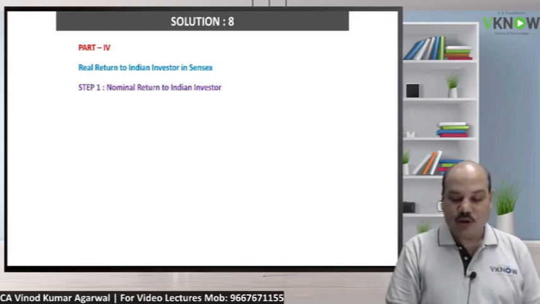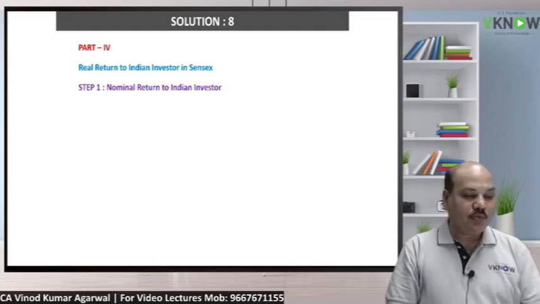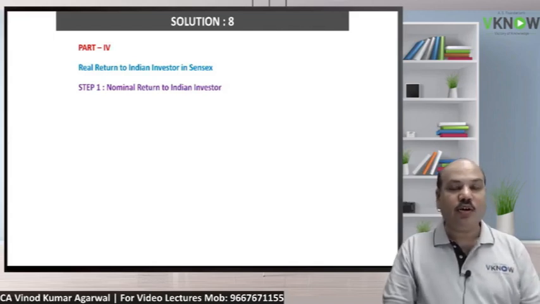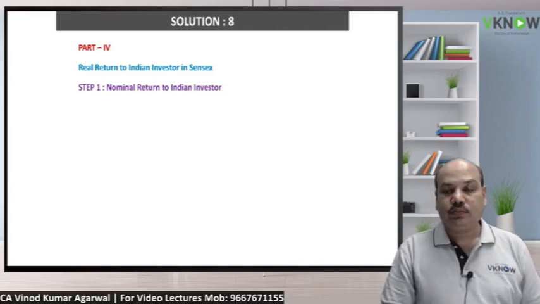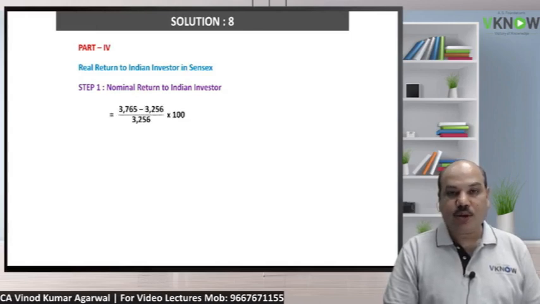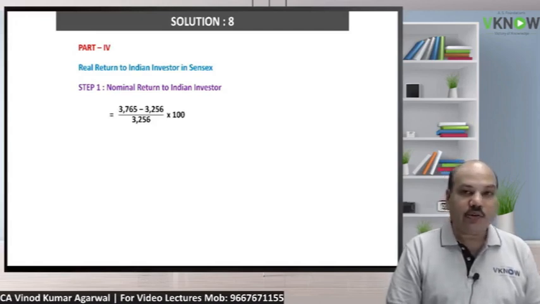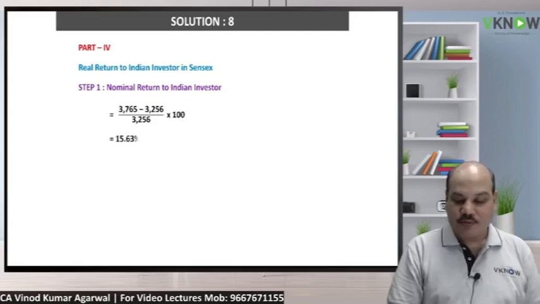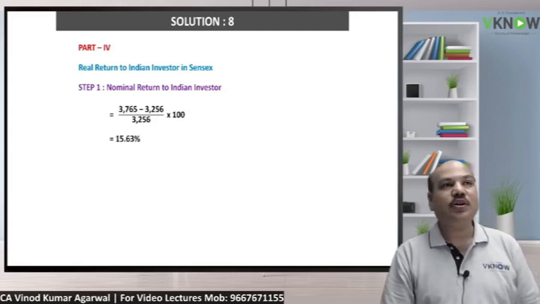So write down step 1. Step 1, write down nominal return to Indian investor. Nominal return to Indian investor, just compare closing and opening Sensex, divide by opening Sensex, 3765 minus 3256, divide by 3256 into 100. Check. Anybody? Answer. Come on, fast. 15.63. Very good.